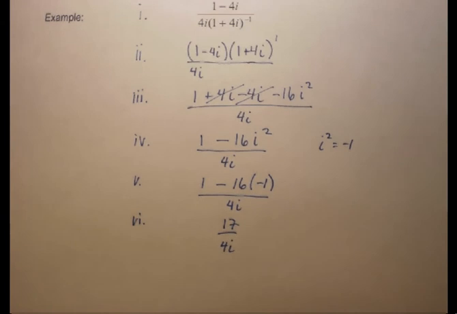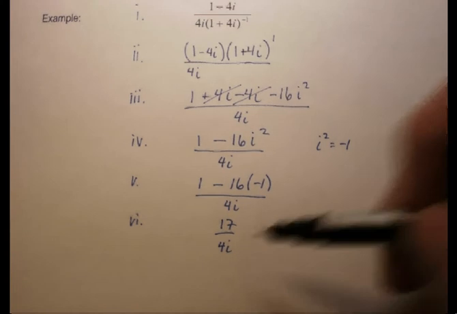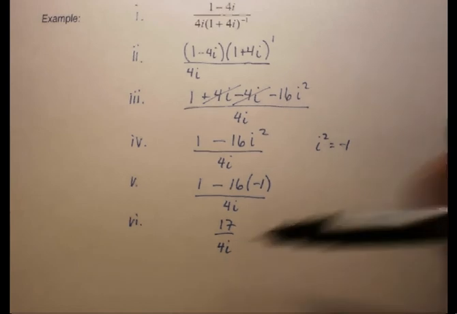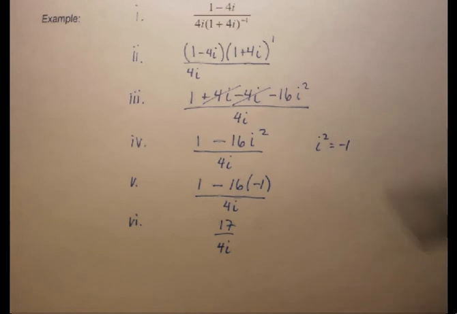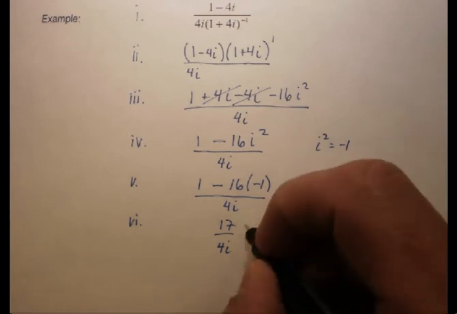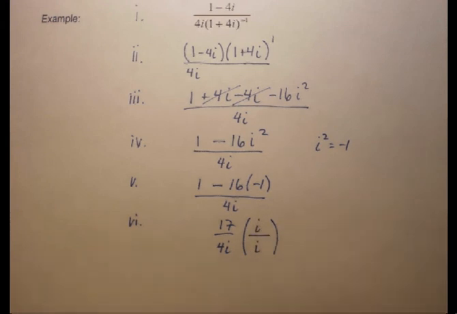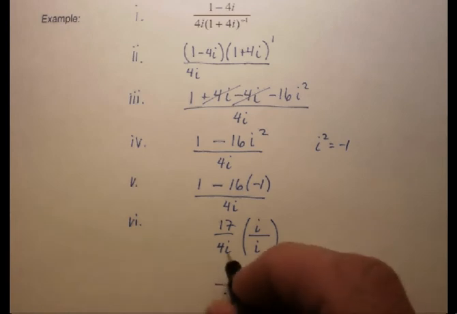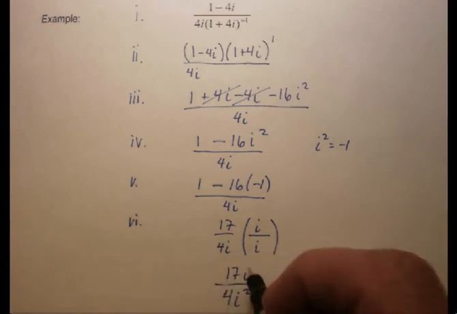Okay, we've done really well so far. Remember, though, that you cannot leave an imaginary number in a denominator. You want to try to express it in a plus bi form. So how do I get rid of that imaginary number and put it in the numerator? Well, like you do with radicals, you're going to multiply by the number itself. So 4i times i is 4i squared, and up top I get 17i.